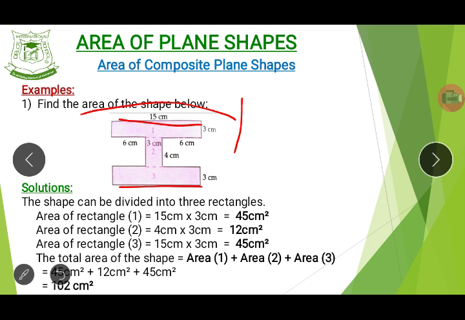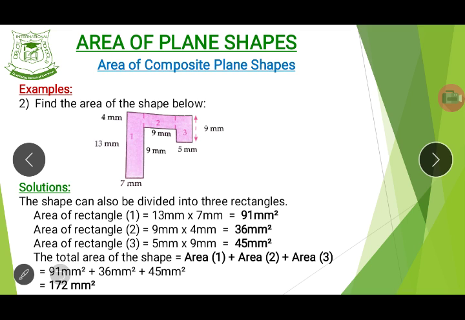So when you see that, the total area of the shape will be the first area plus the second area plus the third area. And that is how we have 102 centimeters. All right.